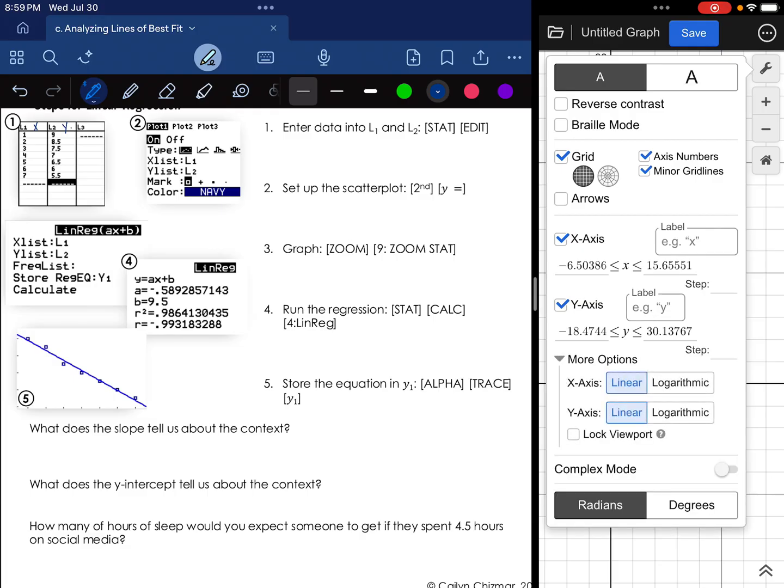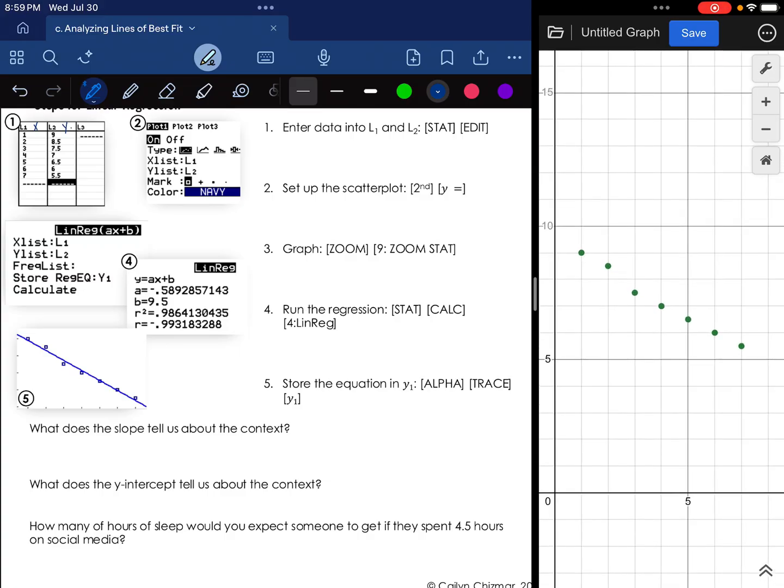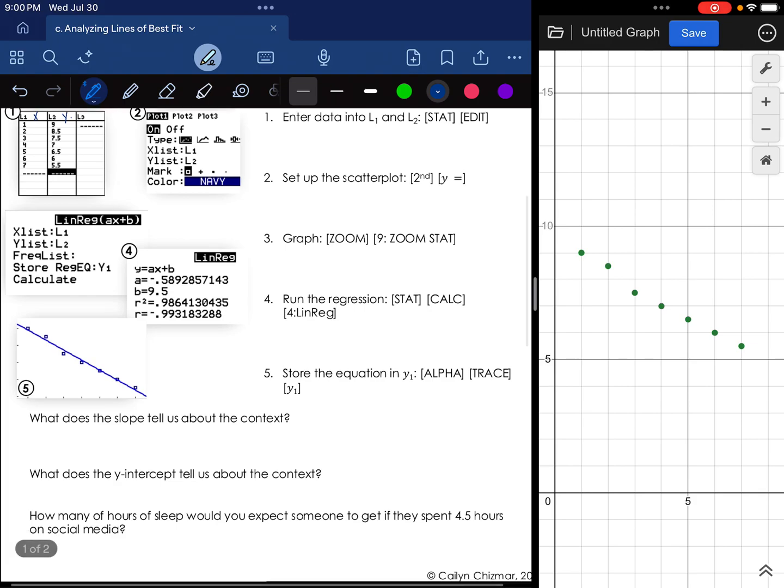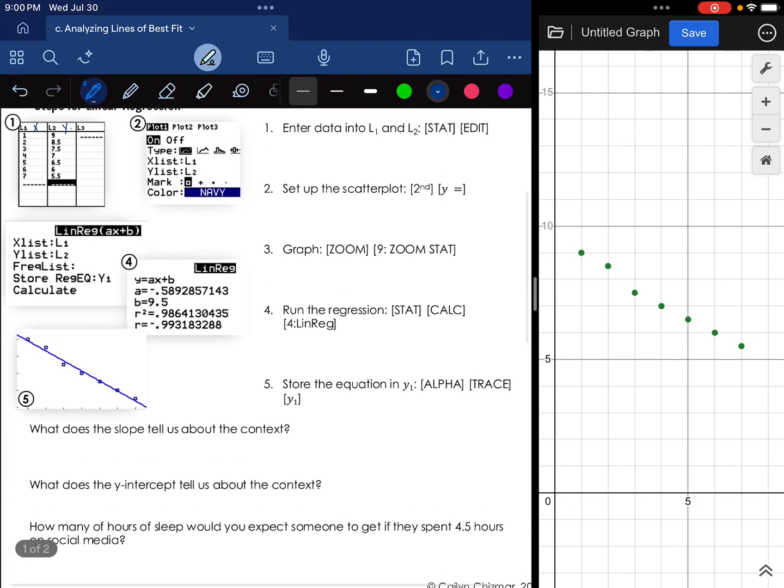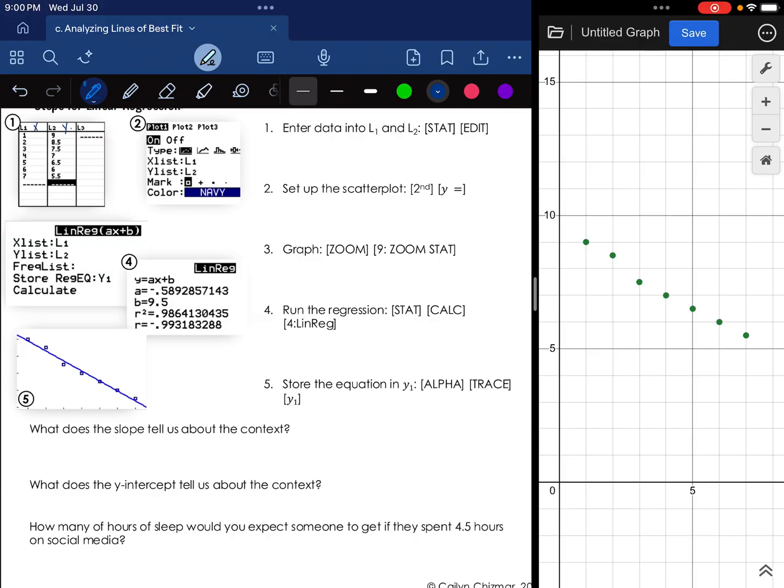Now to run the actual regression, you would hit the stat button again, and then take the right arrow over to calc, option 4, linear regression, which is the screen you'll see here first. It's going to auto-populate that you want L1 and L2 as your X and Y respectively. You leave frequency list blank, and then under store RegEQ, if you press alpha trace, it will store that variable in Y1 for you. Just hit enter on Y1.